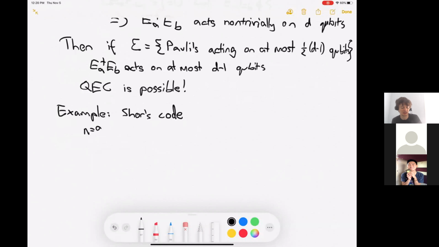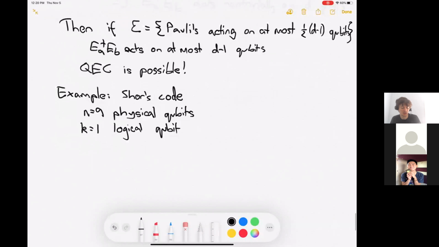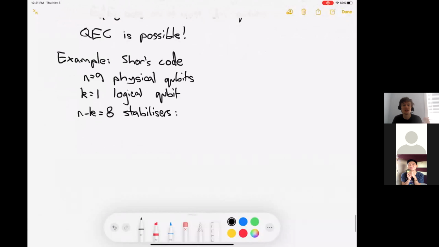Okay. So how did Shor's code work? Well, we had 9 physical qubits. We had 1 logical qubit that we were trying to encode. So for a stabilizer code, we would need n minus k, that is 8, stabilizers. And for Shor's code, what are these things? Well, they're just the things we use for our syndrome measurements, right?